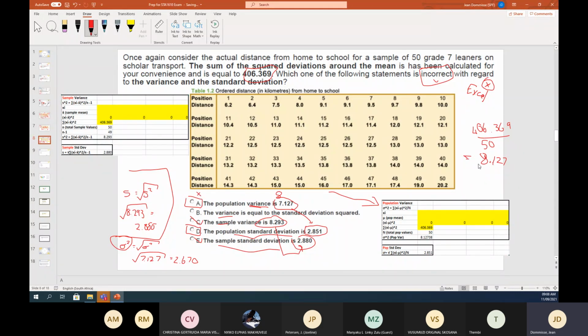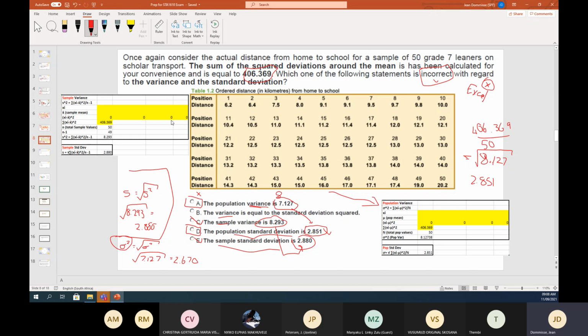And then if we take that, it would have given us 2.851, which tells me that one is correct. Okay, so that's nearly it, but I will create the two formulas for you and the data, so that we can just work from that as well.